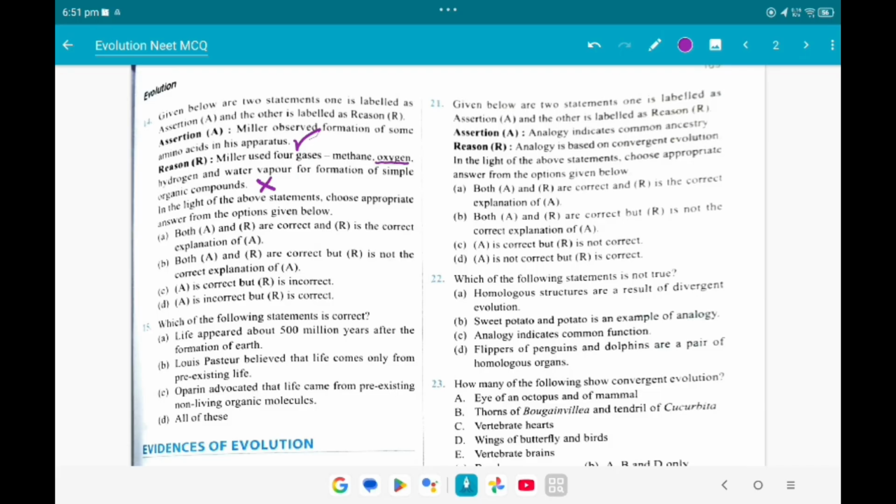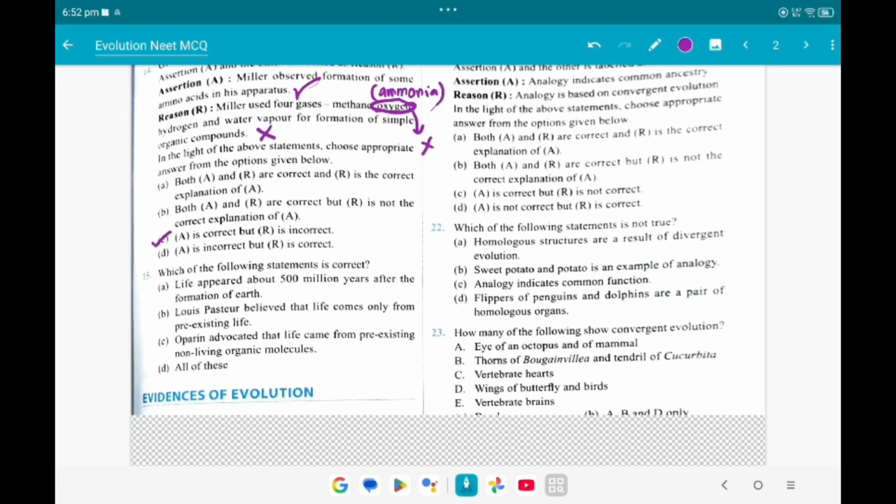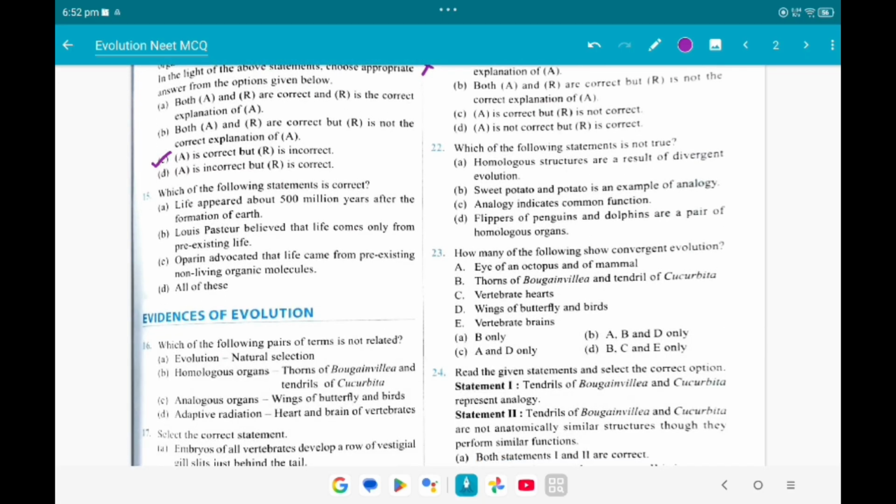In primitive earth there was no oxygen in the atmosphere, and it would have been correct if instead of oxygen, ammonia was mentioned. So methane, because of oxygen, this term is becoming wrong. And I've also mentioned in brackets, remember what I'm mentioning in the bracket is what would have made the statement correct. So our option is C. A is correct but R is incorrect. Okay, which of the following statements is correct?